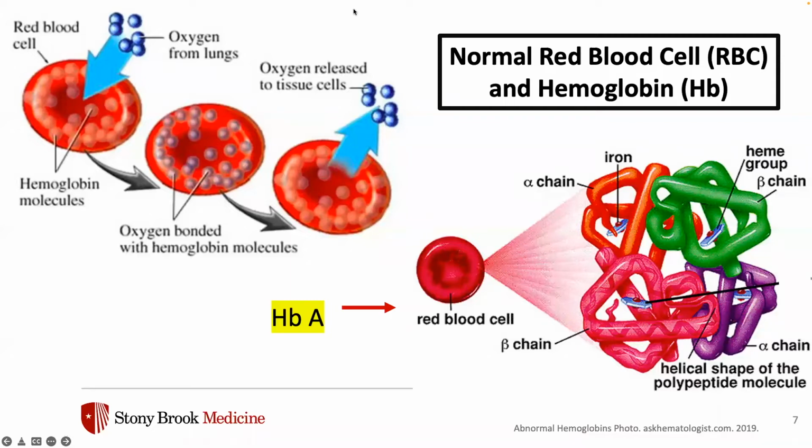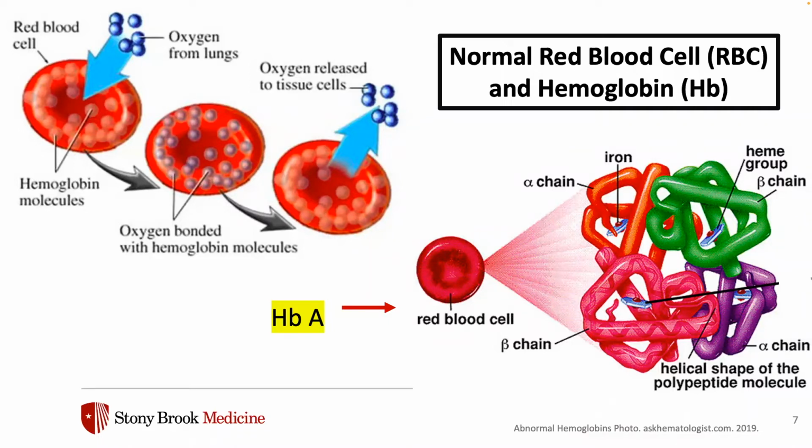Okay. Now let's review normal red blood cell and hemoglobin function. Hemoglobin helps compose the red blood cell. Within the red blood cell, we have all these different hemoglobins, and their function is to allow red blood cells to carry oxygen from the lungs to the various tissues in the body. It is also a carrier for carbon dioxide to go from other parts of the body back to the lungs.